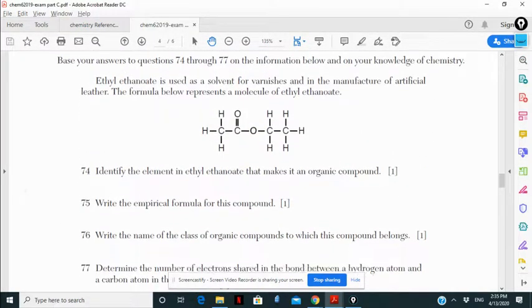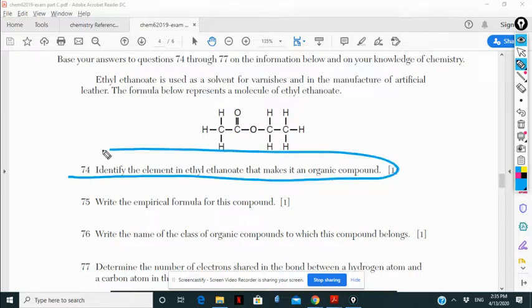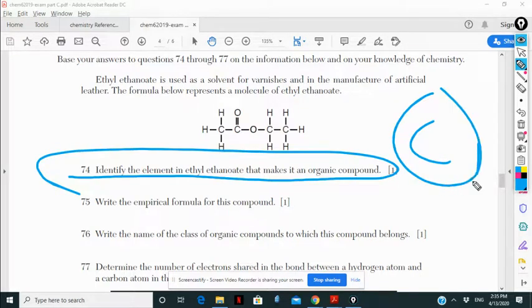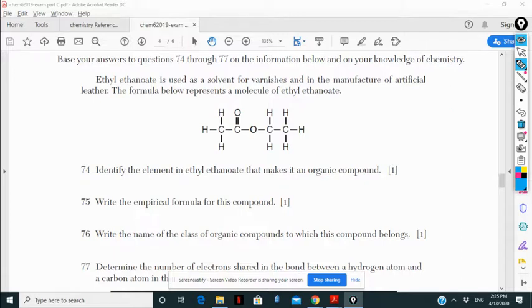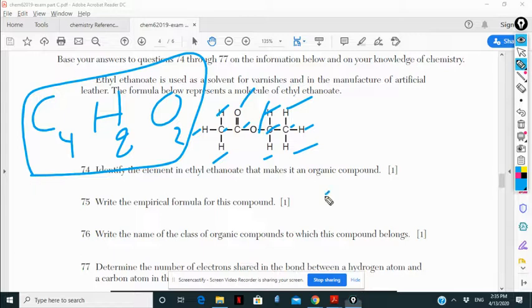Question number 74. Now, organic compound. So he's asking you what's making it an organic compound? Always carbon. Always carbon. Don't forget this one. Write the empirical formula. So first I have to write the molecular formula. So I have C, H, O. How many carbons do I have? 1, 2, 3, 4, 4. How many hydrogen? 1, 2, 3, 4, 5, 6, 7, 8. How many oxygen? 1, 2.